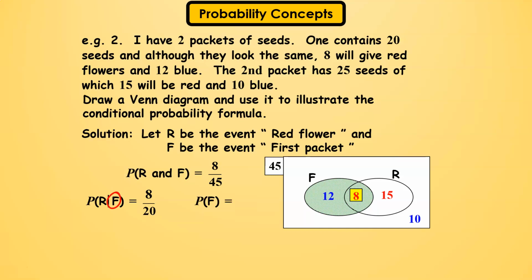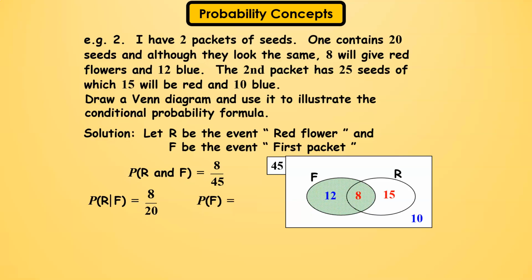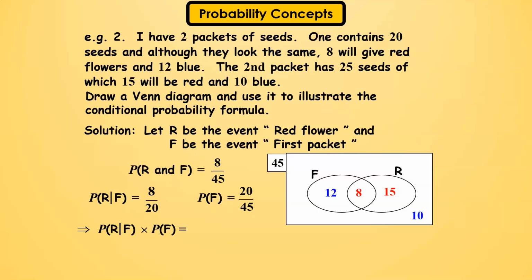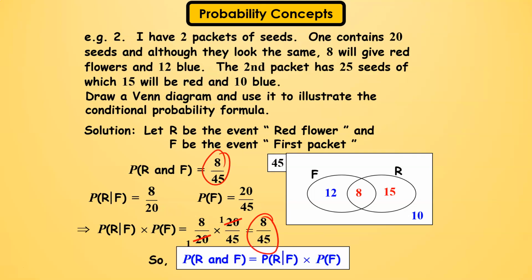Now the other thing is the probability that they've come out of the first packet is going to be 20 out of 45. Now thinking back to the formula, if I take those 2 values, the probability of red given the first packet, times the probability they're in the first packet, cancel it down, we end up with 8 out of 45. So we end up with what we started with. So again, that's proving that formula and how it works.